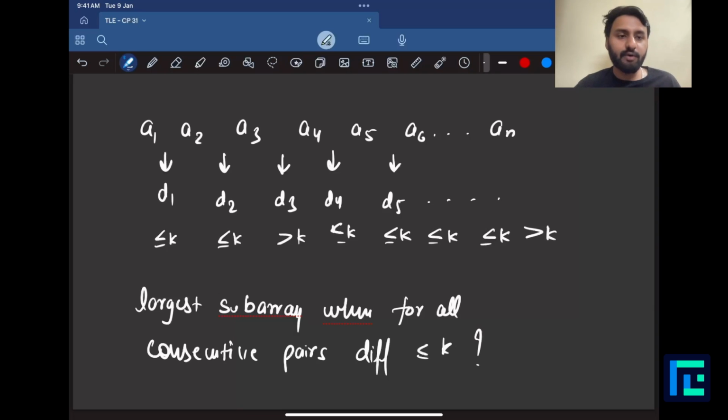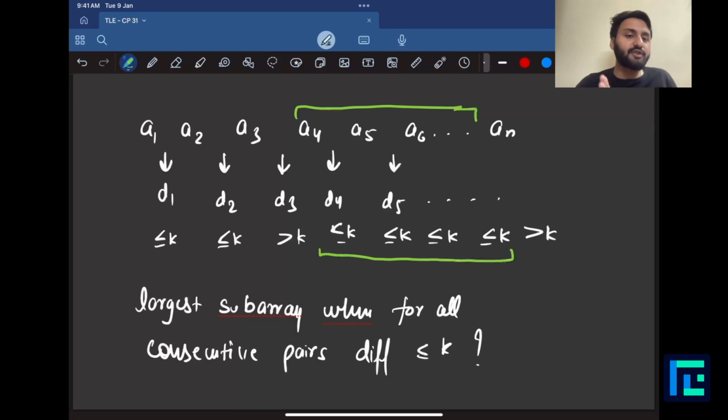Am I trying to do this, or will this be beneficial for me? The argument is yes. Why? Because if, let's say, in this I'm able to identify the largest run of consecutive differences which are less than or equal to k, which is this segment, basically that would mean somewhere around 5 elements, because these are 4 differences, and 4 differences come from 5 elements.